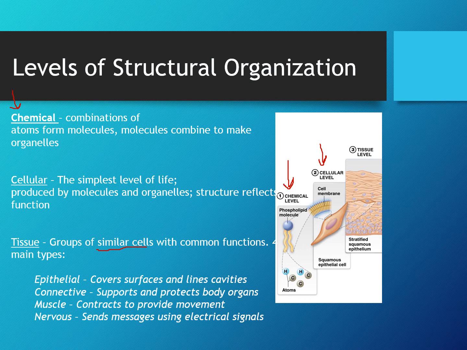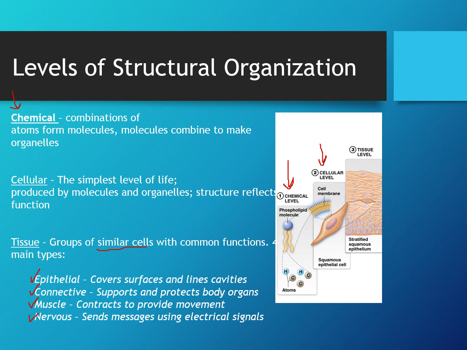They are your epithelial tissues, which we're going to find covering surfaces and lining cavities. We'll also find that glands within the human body are composed of this tissue type. Connective tissue. These tissues are going to support, bind, and protect body organs. Muscle tissue, which shortens or contracts to provide movement. And then your fourth tissue type is called nervous tissue. Its job is to send messages using electrical signals.